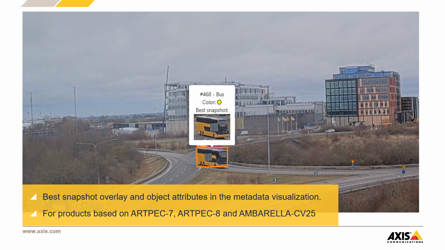For the next feature, the best snapshot overlay and the object attributes for moving objects are added in the metadata visualization in the web interface. This feature applies to all products based on Axis RPEX 7 and 8, as well as Umbrella CV25.